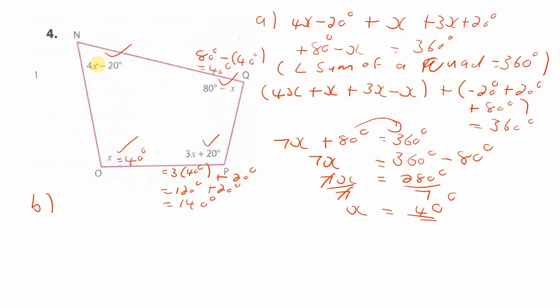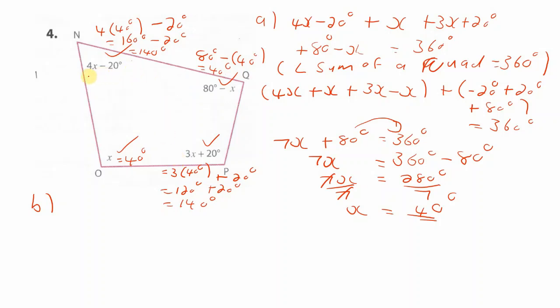And then here we have 4, in the place of x, 40 degrees. We still have to subtract 20 degrees. 4 times 40 is 160 degrees. We still subtract 20 degrees. So we have 140 degrees.